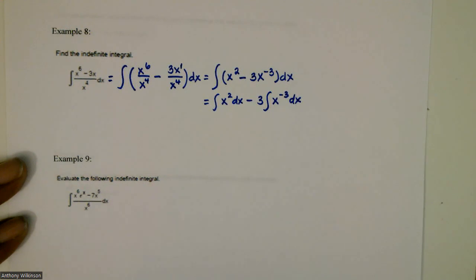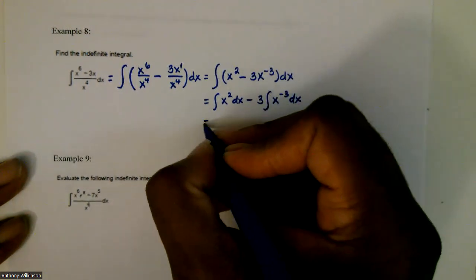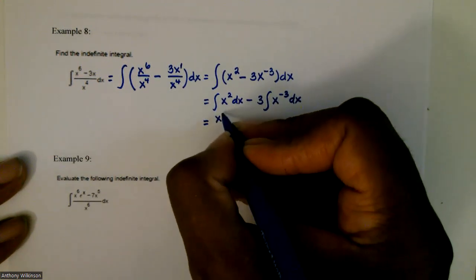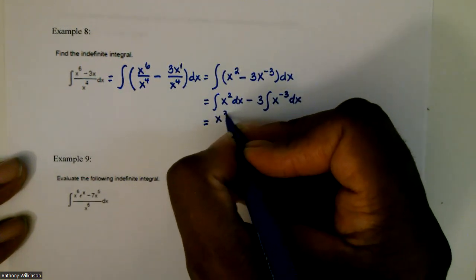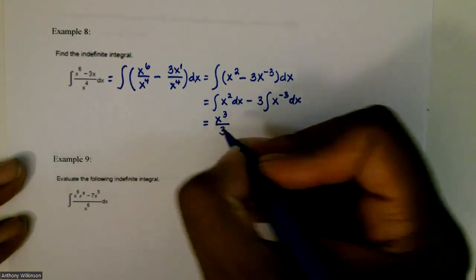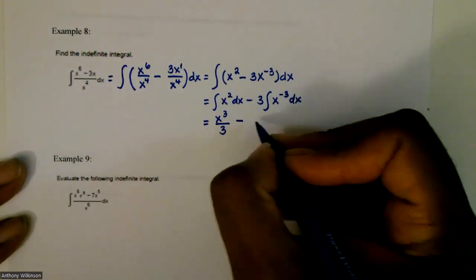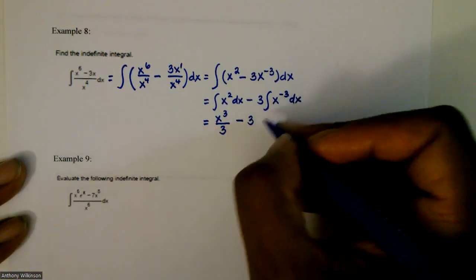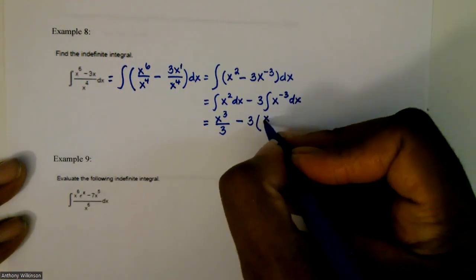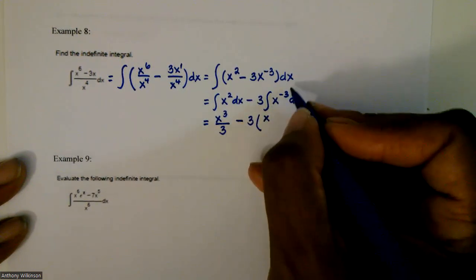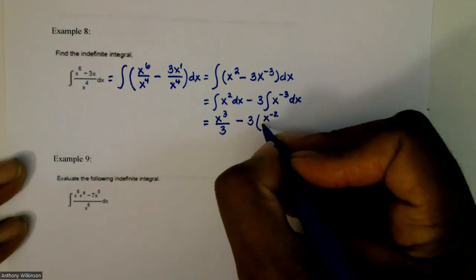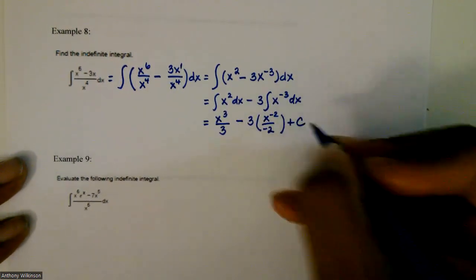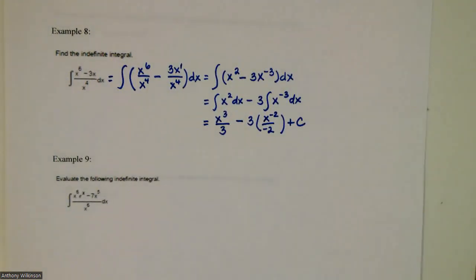Now let's integrate each term. The integral of x squared, we increase that exponent by 1, so the x cubed divided by that new exponent of 3, minus, I'm going to bring the 3 over, increase this exponent for the x by 1, so it'll be negative 3 plus 1, which will be negative 2, divided by that new exponent of negative 2, and then include the plus c.